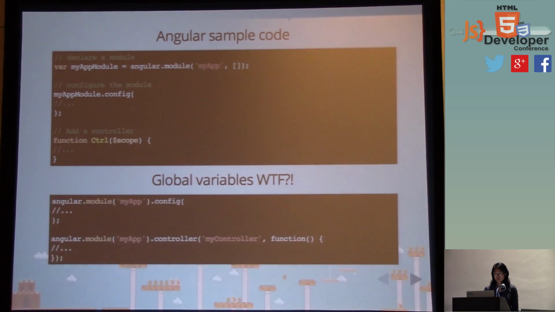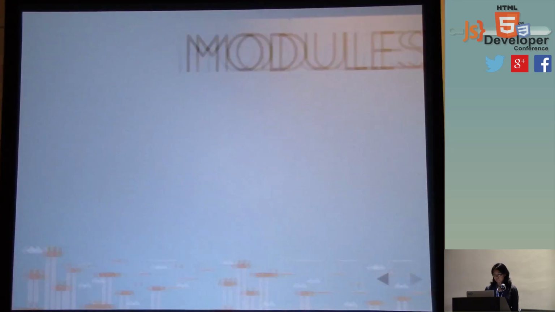Well, it turns out that you're actually supposed to register things to your modules by just asking Angular for your module back. So as you can see at the top here, when we declare a module, we pass in the dependencies. That's the second parameter. If we don't pass in any dependencies, then Angular will know to go get the module you declared earlier and return it back to you and allow you to register whatever you want on it.